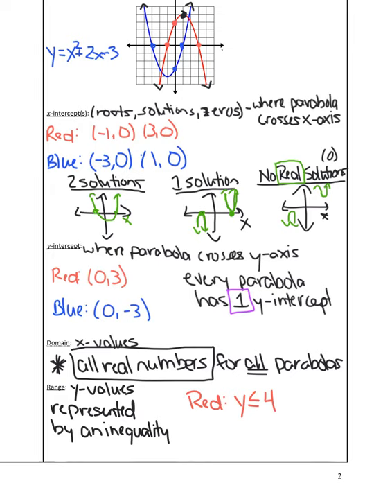In contrast, the blue has a low point. It had a minimum value. So the parabola doesn't get any lower than -4. That means y is greater than or equal to -4. So if your parabola has a min, that means that's the lowest value, then the range is going to be bigger than that value.